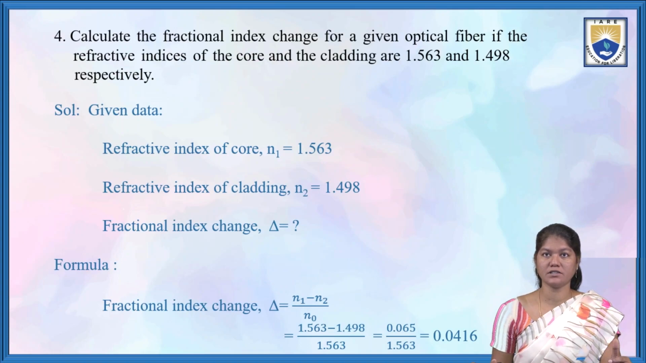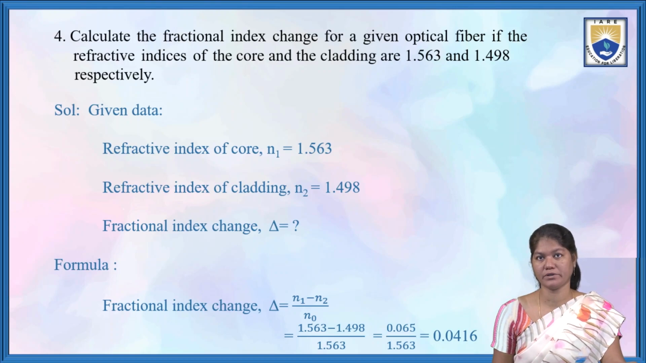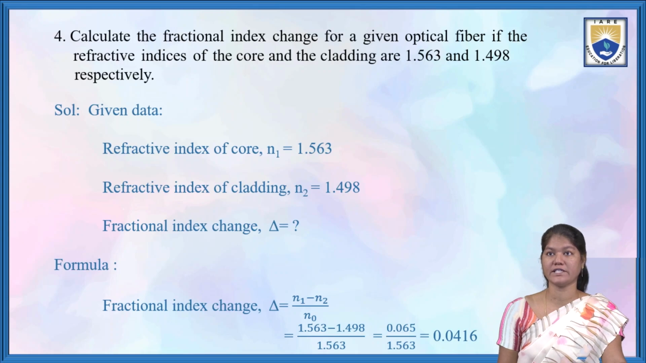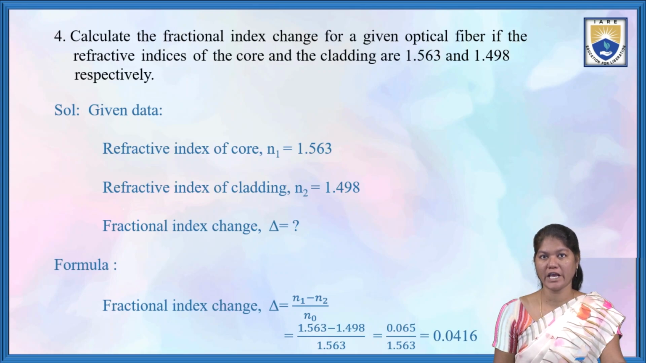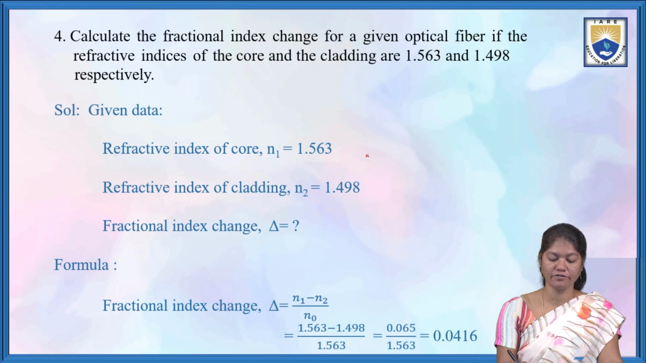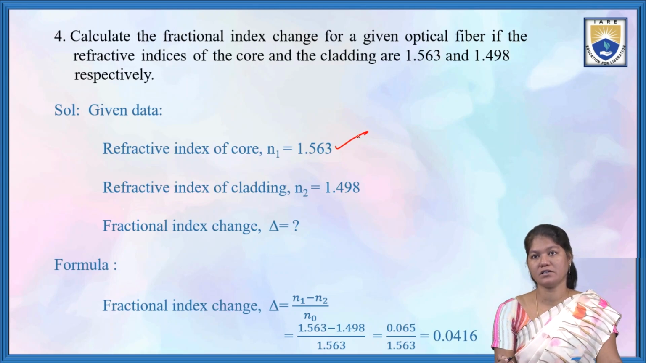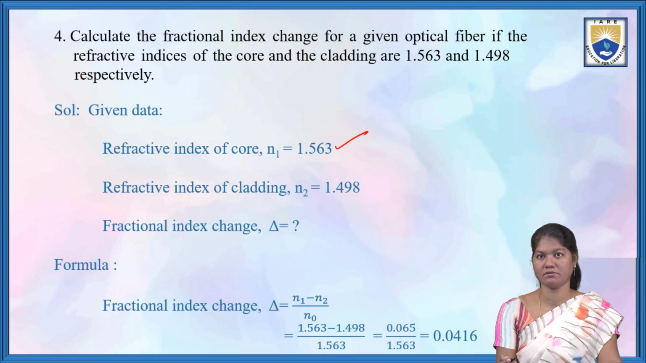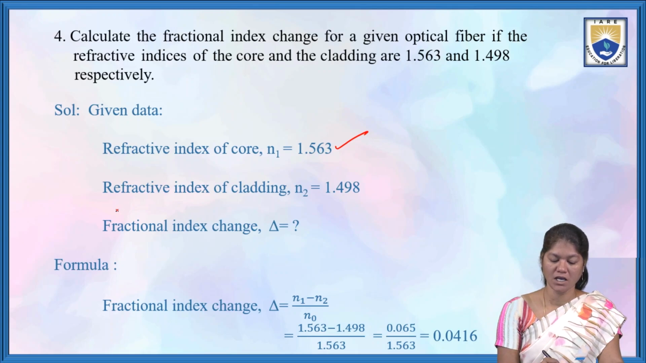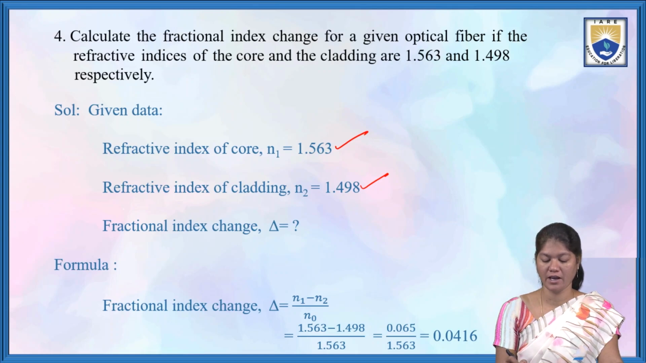Calculate the fractional index change for a given optical fiber, if the refractive indices of the core and cladding are 1.563 and 1.498 respectively. The data given here: refractive index of core N1 is equal to 1.563 and refractive index of cladding N2 is equal to 1.498.